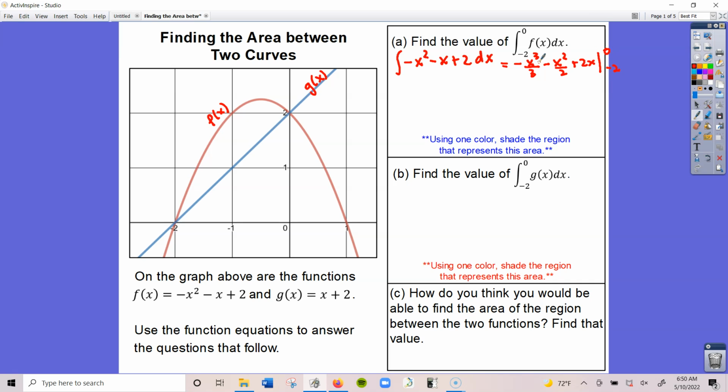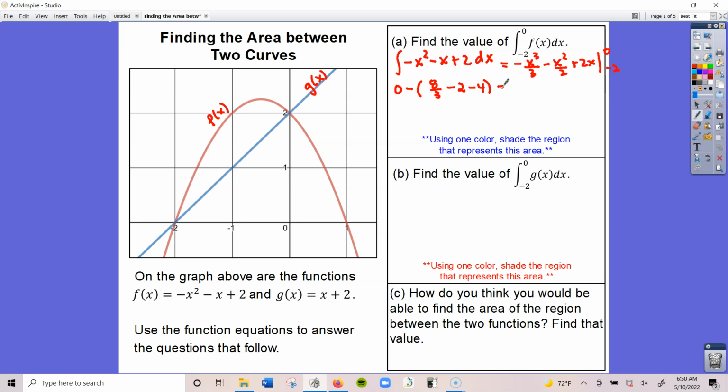When I plug in the 0, everything is going to end up being 0 because all the x's. So 0 minus, now when I plug in the negative 2. Negative 2 to the third is negative 8. And then we have the negative on the outside, making it a positive 8 over 3. Minus, negative 2 squared is positive 4, divided by 2 is 2. Plus 2 times negative 2, which is negative 4.